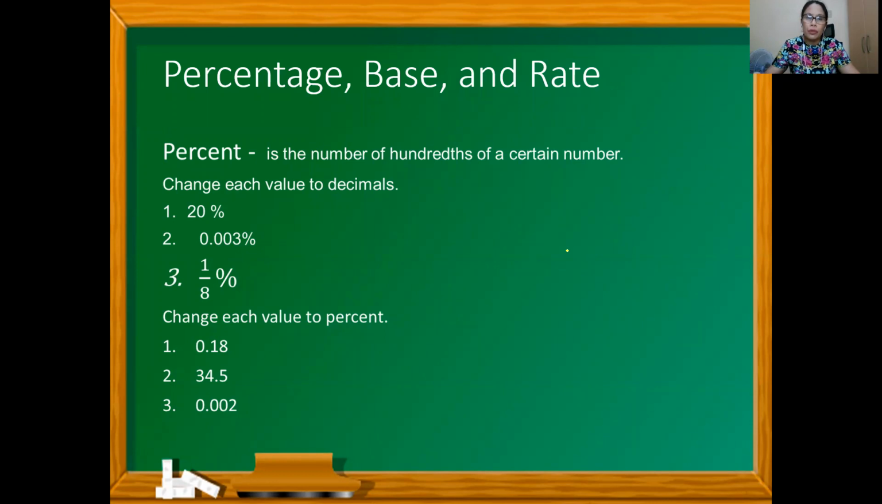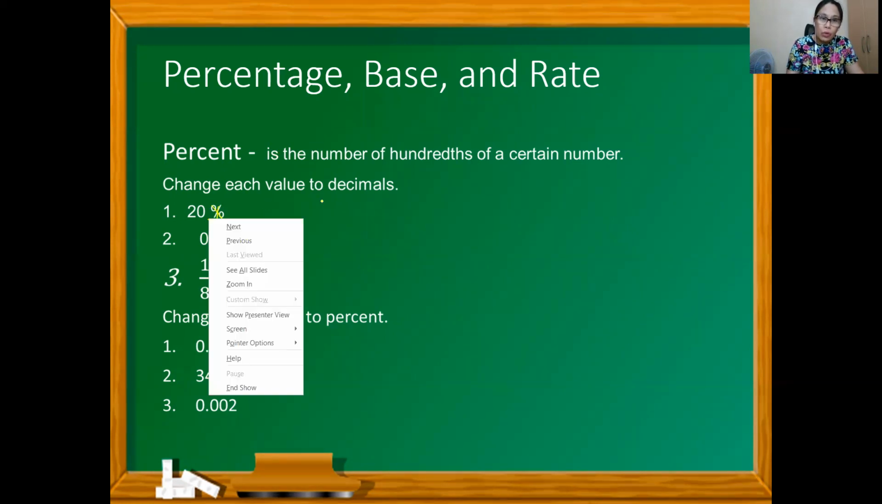Now, for this example, we want to change each value to decimals. So what we're going to do is to simply drop the percent symbol and then move the decimal part two places to the left, or we simply divide the value by 100. Now, if the percent is in fractional units, first we have to change the fraction to decimal before we move the decimal part. So in number one, we drop the percent symbol, and then we move the decimal point two times going to the left.